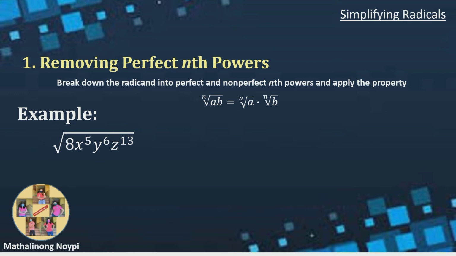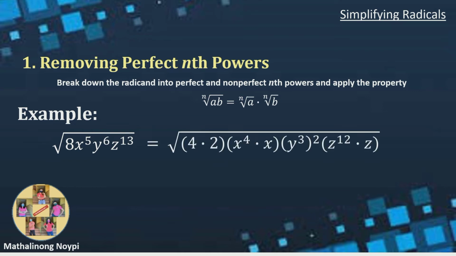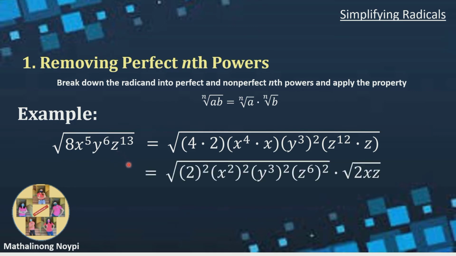Simplify the given radical expression. We have to break down the radicand into perfect and non-perfect nth powers. So we have 8 equal to 4 times 2, and x to the 4th power times x is equal to x to the 5th power, y cubed raised to 2, that is y to the 6th power, z to the 12th power times z is equal to z to the 13th power. So therefore, paghihiwalayin na natin yung merong perfect and non-perfect nth powers.